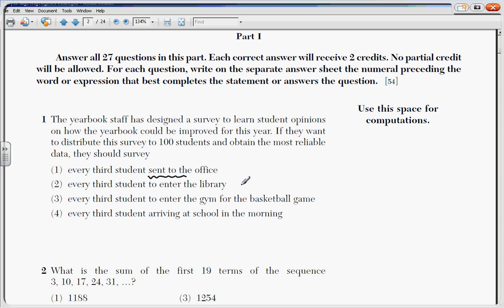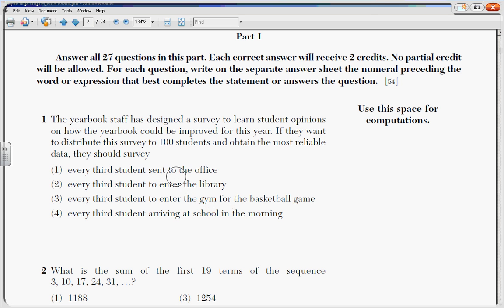Students that do not fall into this category are not going to get surveyed, so that actually doesn't give you reliable data. How about every third student to enter the library? Now, not every student has a course that requires them to go to the library, or some students might go to libraries outside of school, but if you're focusing on only the students that go to the library, you're not being sufficiently inclusive. You need a bigger sample space in order to get more reliable data. Every third student to enter the gym. Now, does every student go to the gym for the basketball game? Absolutely not. There are many students that might not even care about basketball or whose schedules do not permit them to watch the game. So this one again is not sufficiently inclusive.